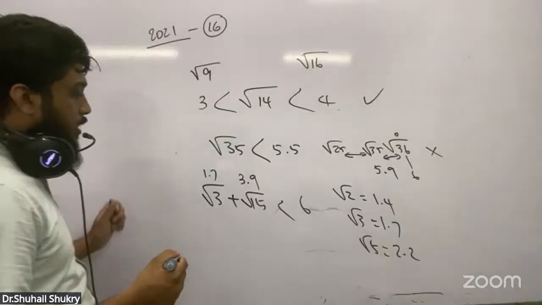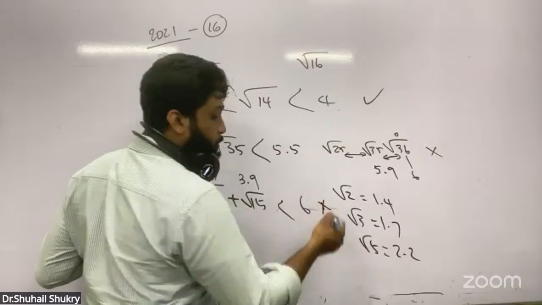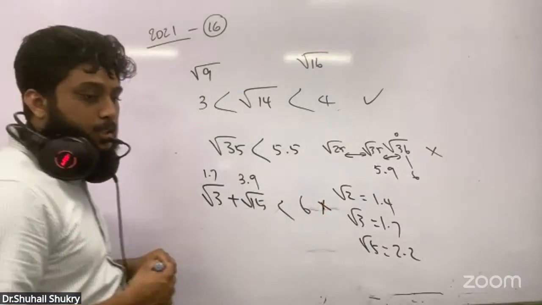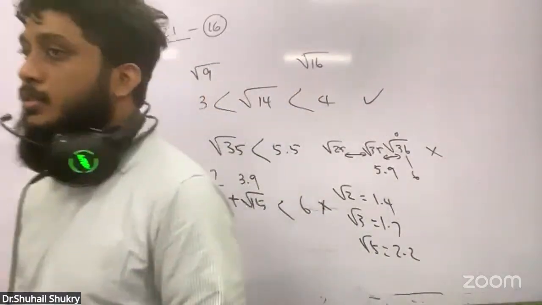So something like this means the answer is false. You have to put tick or cross for this. You have to put cross for this.